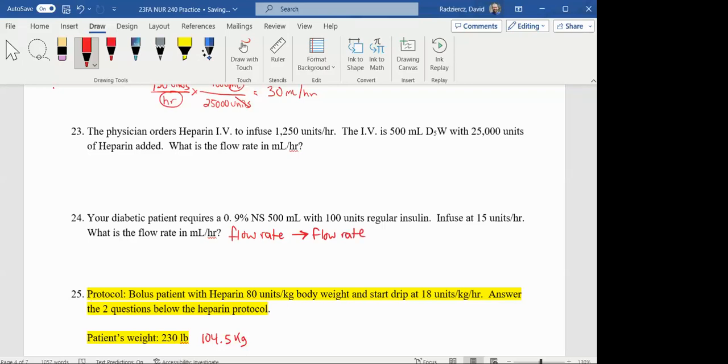The flow rate they give you is in units per hour. The flow rate they want is milliliters per hour. So it gives you an idea of how to set this up, which is good practice for when you get to the heparin protocol. So what do they tell you? They tell you 15 units per hour.